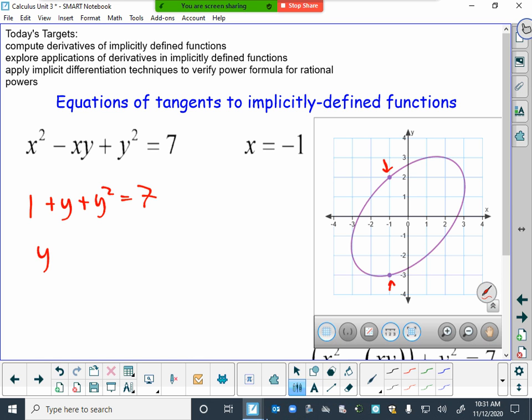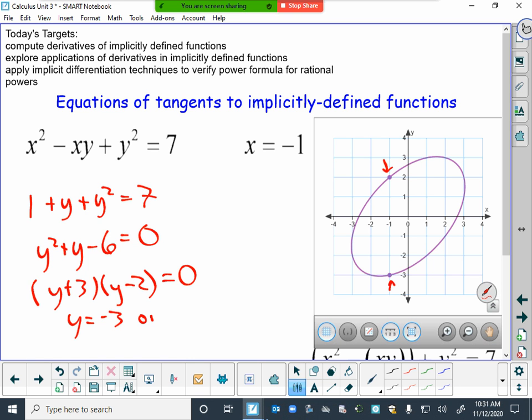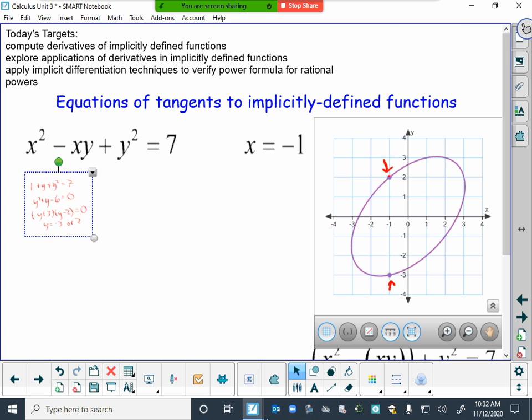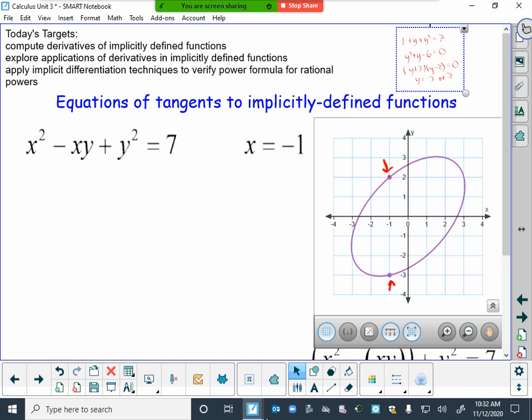So we could say y squared plus y minus 6 is equal to 0, and factor that into y plus 3 and y minus 2 equals 0, and say that's -3 or +2, and those are the y coordinates that are possibilities when x is -1. Okay, so we could verify the locations of those points even if we didn't have the graph to look at. Stick that up there and out of the way.